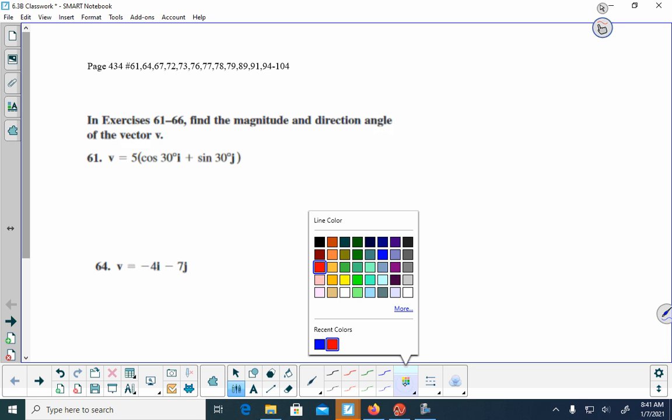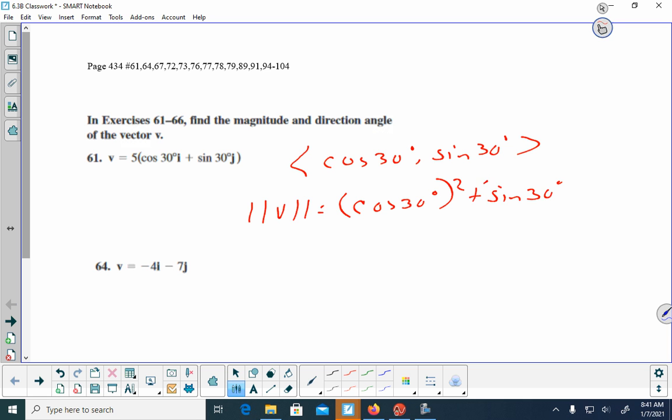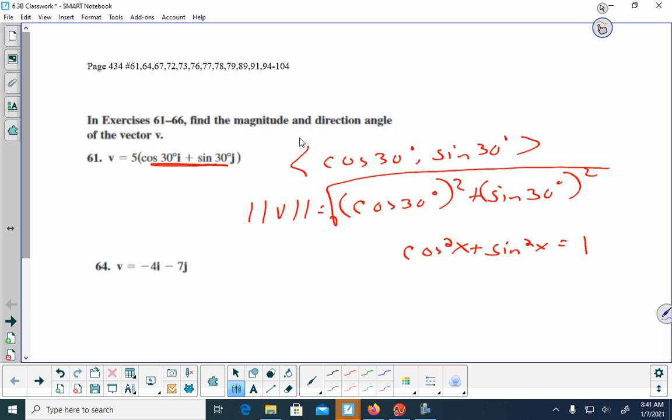If I were to write that in component form, that would be the cosine of 30 degrees, sine of 30 degrees. To find the magnitude of that, I would do the square root of cosine of 30 degrees squared plus sine of 30 degrees squared. You should remember from trig that cosine squared theta plus sine squared theta is always equal to 1. So if it's written with the cosine and the sine, I know the magnitude of that part is just going to be 1.